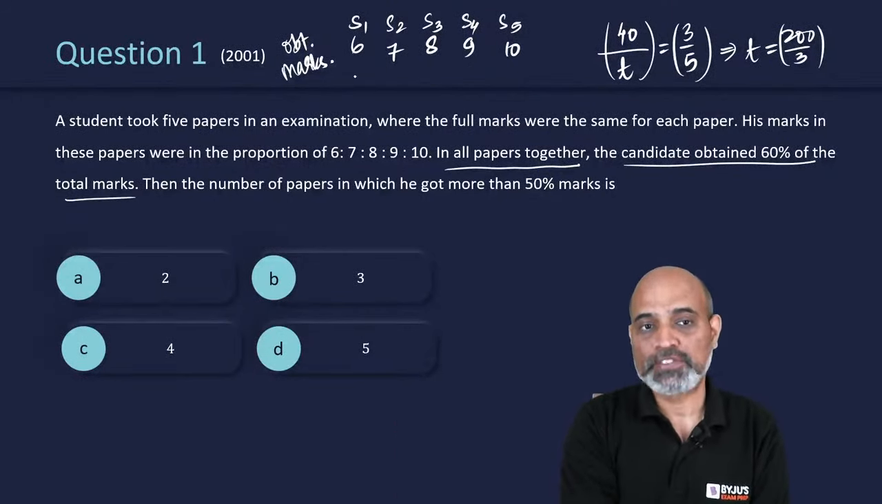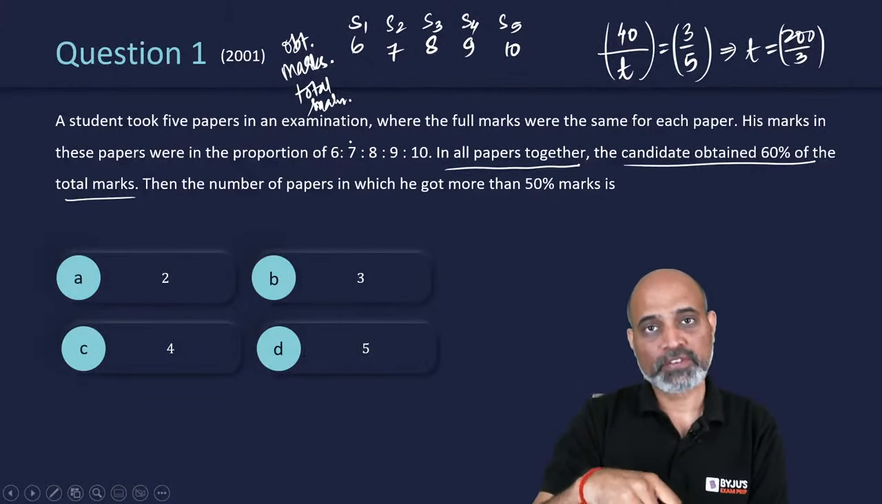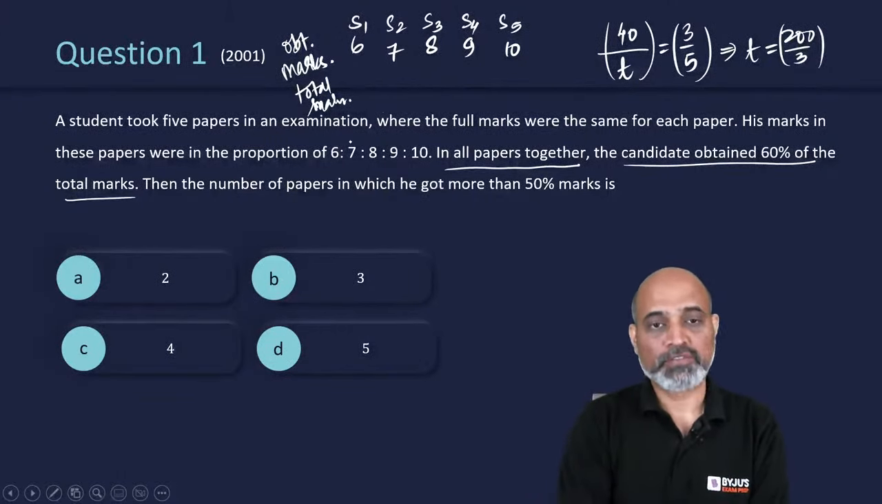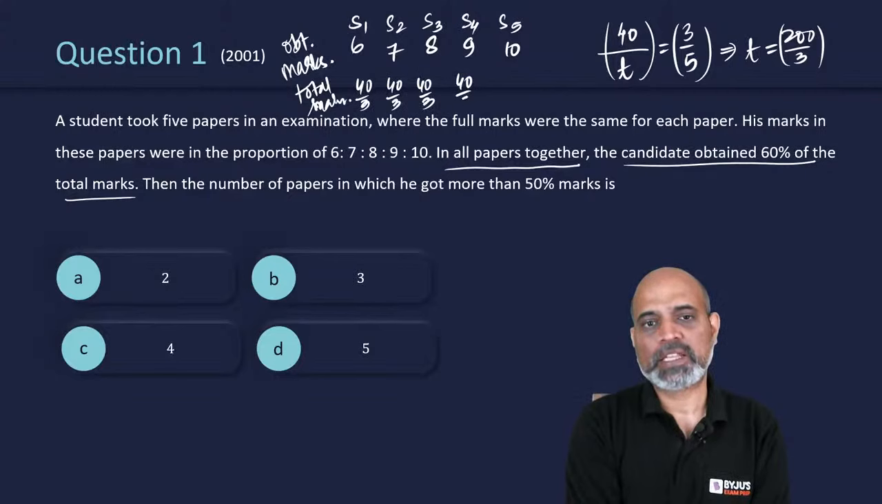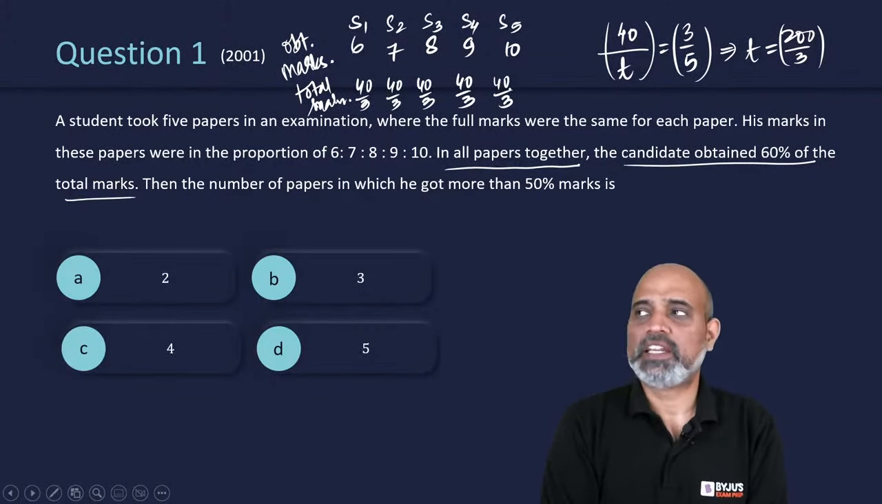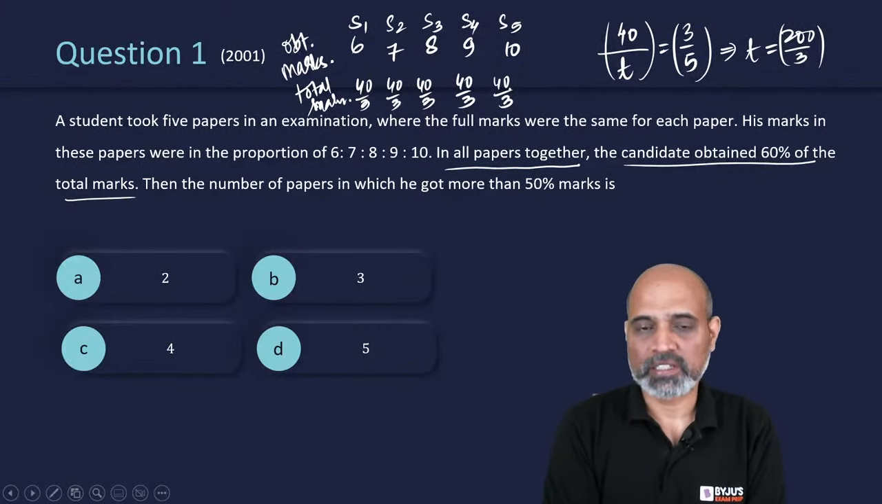So अगर 5 subjects का total marks, if it adds up to 200 by 3, then each one should be 200 by 3 by 5. उसका 1/5, उसका 1/5. So each one is going to be 40 by 3. 40 by 3 का मतलब कितना हो जाता है? 40 by 3 का मतलब हो गया somewhere around 13 point some marks. So total marks per paper is 13 point something.